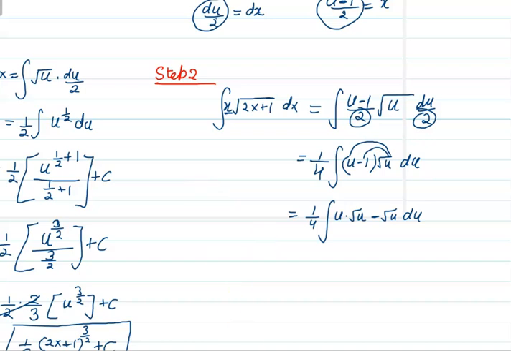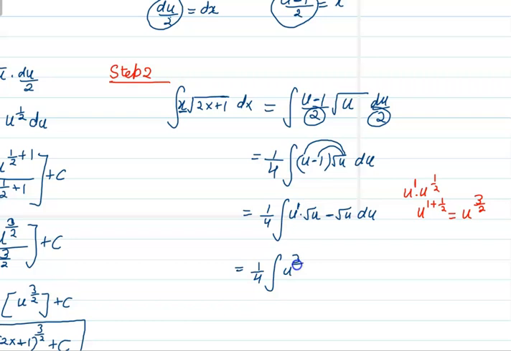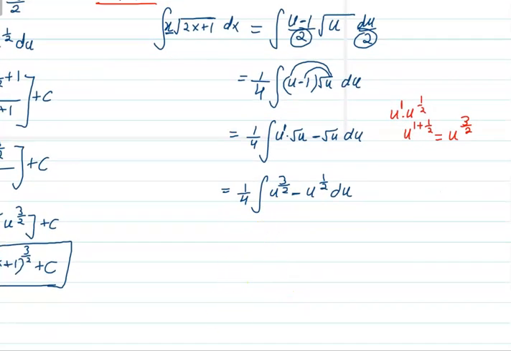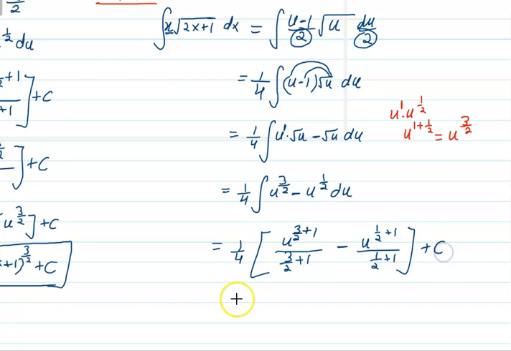And then we are going to rewrite this expression using exponents. u raised to 1 and u raised to 1/2. u raised to 1 times u raised to 1/2 gives you u raised to 1 plus 1/2, which becomes u raised to 3/2, minus u raised to 1/2. And then we apply the power rule of integration for each term separately. So the power 3/2 gets increased by 1, and here the power 1/2 gets increased by 1. At last, the integration constant c.